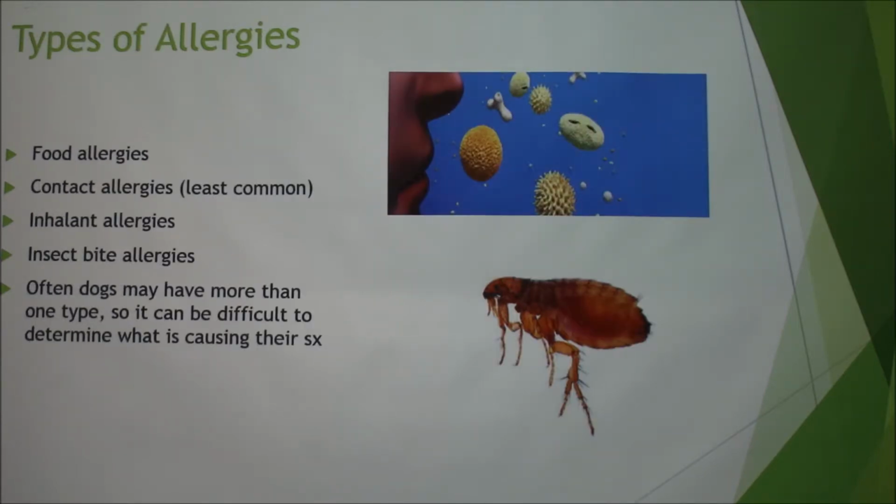Alright, and then there's different types of allergies. So there are food allergies, contact allergies, which are the least common, insect bite allergies, and the most common one would be a flea bite allergy, which they call flea allergy dermatitis. And sometimes it's hard to diagnose because dogs will sometimes have more than one type of allergy, so it's hard to tell what's causing their reaction. I actually found something that said up to 30% of dogs with food allergies also have another type of environmental allergy.